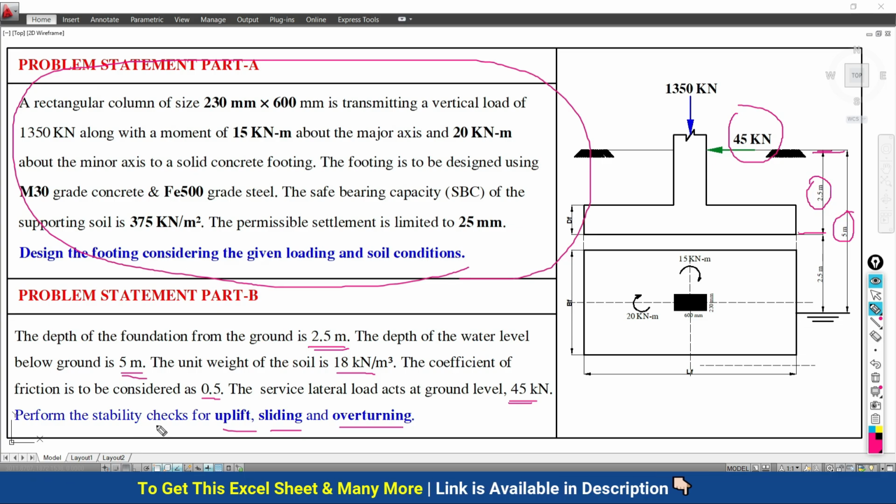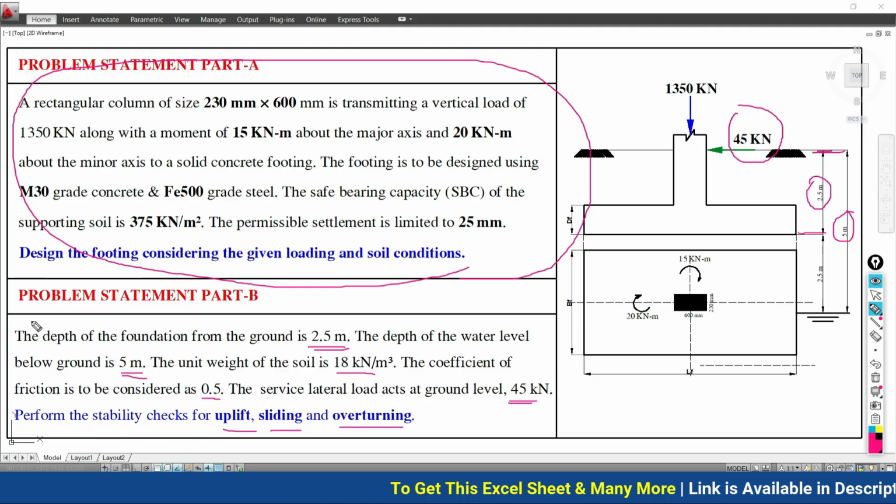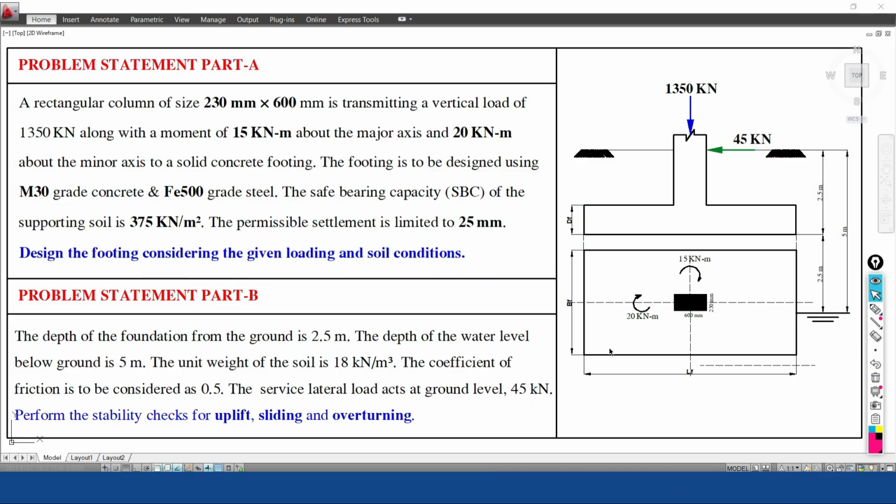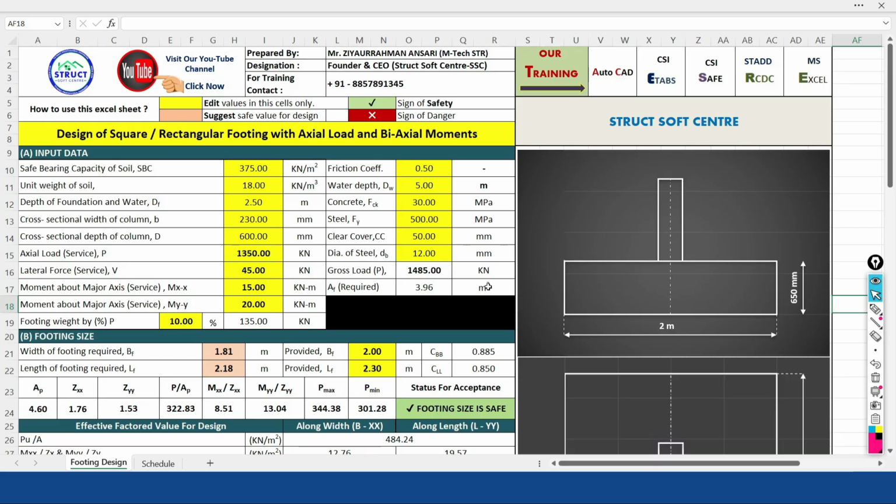But suppose you want to do the stability checks, so you need to have this data also. Depth of the water table, friction, everything you need to know. So in this spreadsheet you can perform the stability checks as well. This sheet is capable of performing the design, scheduling, detailing as well as performing the stability checks.